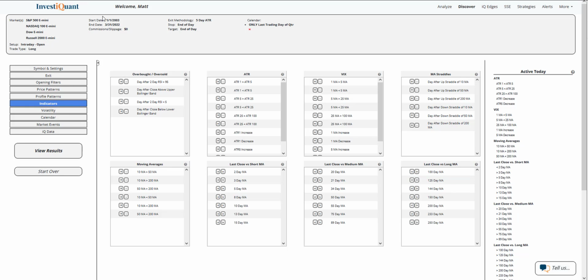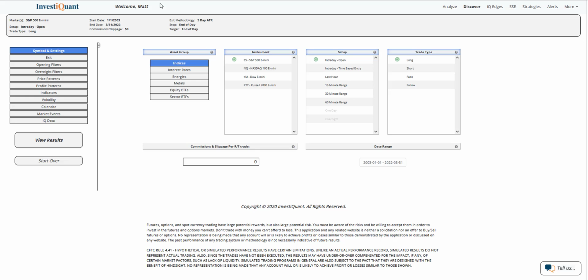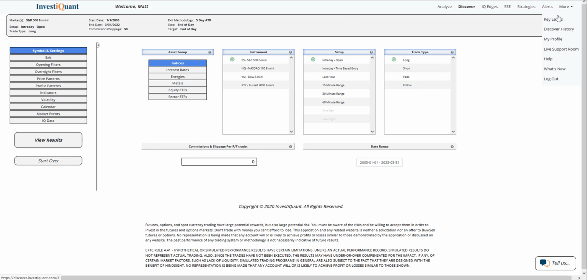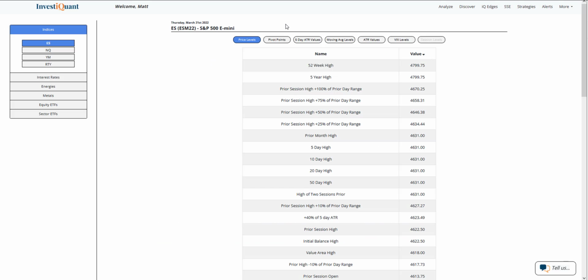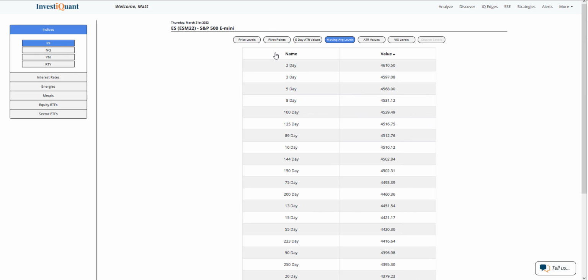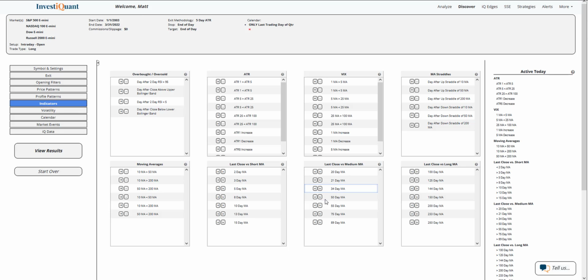In fact, let me open a new tab here and click on more. Go to key levels. We've got all kinds of little tools within this platform. One of them is moving averages right here. Click on that. It'll tell us where all the moving averages are at. So if I go down here, the 55-day simple moving average for the S&P is 44.20. The 75-day simple moving average looks like 44.93. We are well above both of those, so that means we're going to be above that 63-day simple moving average as well. But I'm going to grab that 55.